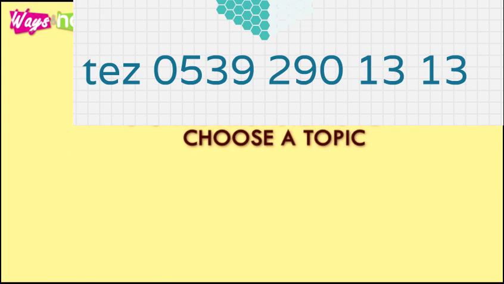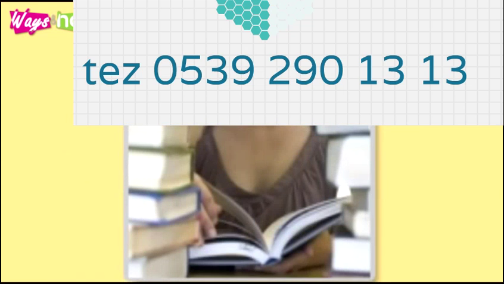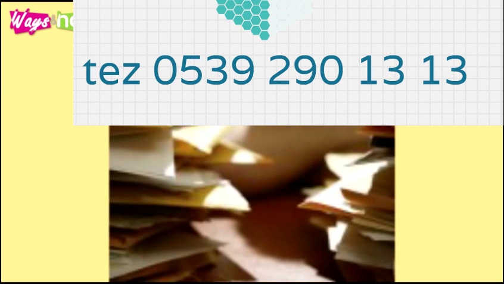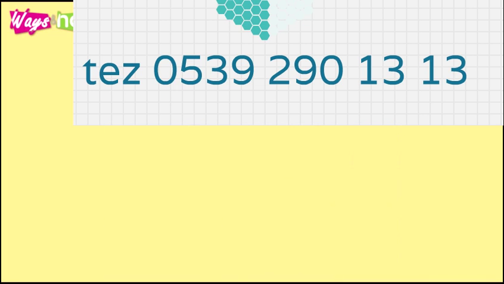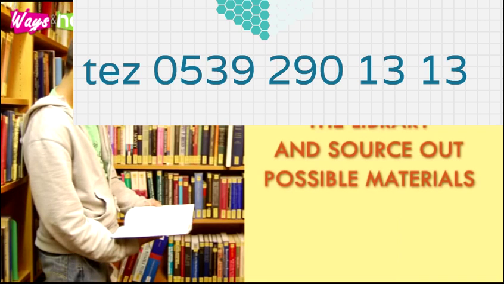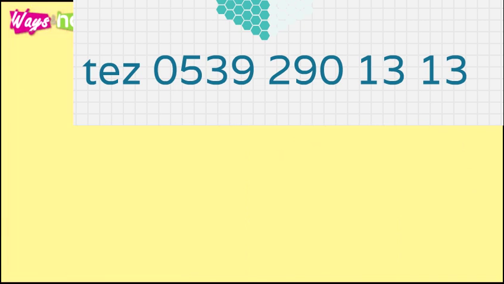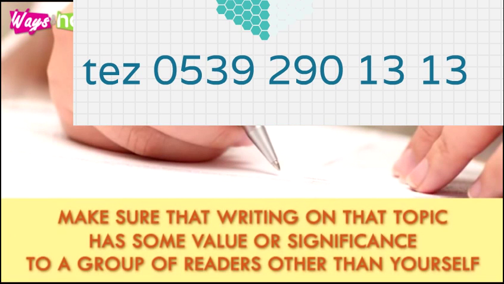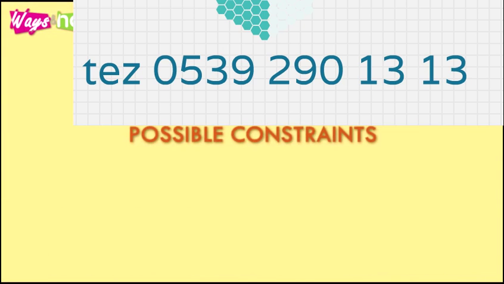1. The first step is to choose a topic. The topic must be interesting enough to drive you to pursue it. There should be available and adequate sources on the topic. This means that you have to visit the library and source out possible materials. Make sure that writing on that topic has some value or significance to a group of readers other than yourself. Consider the time frame and possible constraints.